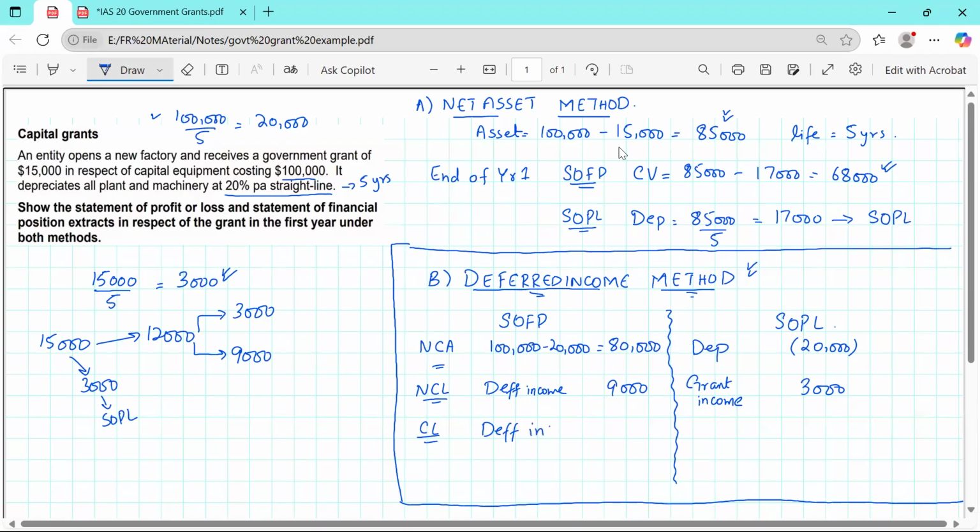So these workings that we are doing are at the end of the first year. Because 3,000 we will receive in less than 12 months and 9,000 in more than 12 months. Do you understand?